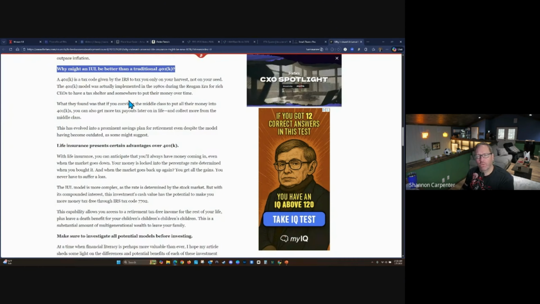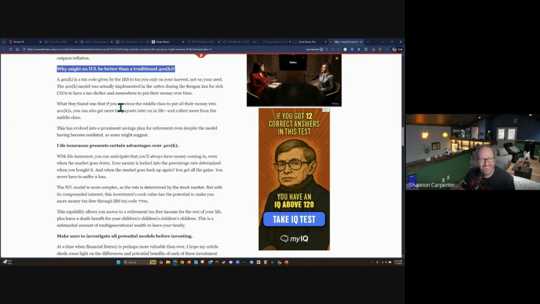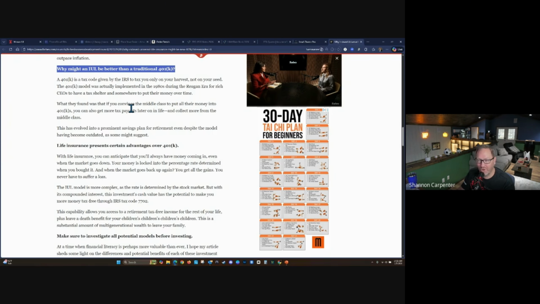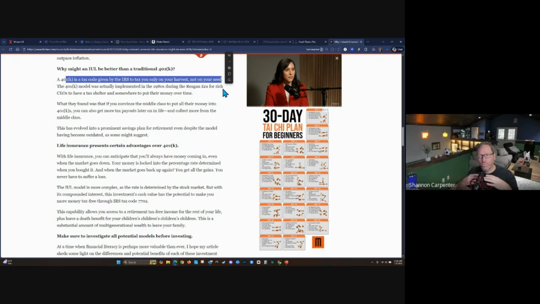Guys, this is from Forbes, arguably the most trusted resource for financial information on the planet. So all these people, when I post a TikTok and they go, oh, he's a snake oil salesman, IUL's garbage, Dave Ramsey says it's crap, just move on. Yeah, I'm like, this is from reputable sources, not guesses, not, well, my cousin told me they're garbage. My financial advisor who wants me to get a 401k told me they're crap. No, this is factual information. Read this. 401k is a tax code given by the IRS to tax you on harvest, not seed. That means you're going to be taxed on what you grow in the market, not what you put in.